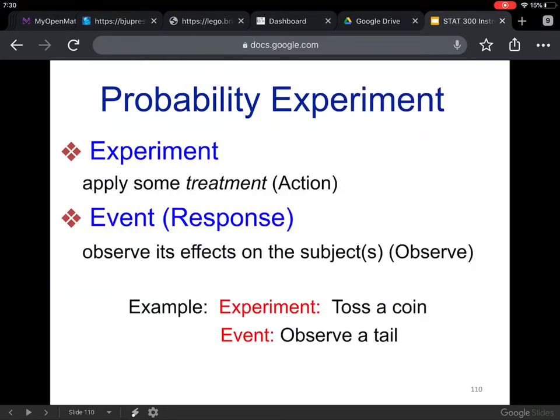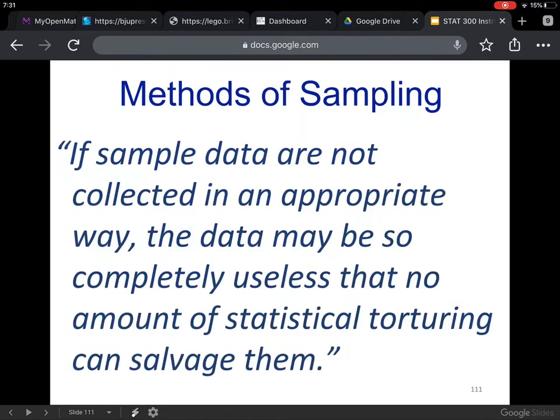There's also something called a probability experiment. In a probability experiment, we have the experiment, which is applying some treatment, the action. The event is the response. Observe its effects on the subjects. So, very simple: tossing a coin would be an experiment, and then the event would be observing a tail. That is a probability experiment. We're looking at the probability of something happening, and we go through that experiment and see that the event we're interested in is that we got a tails.